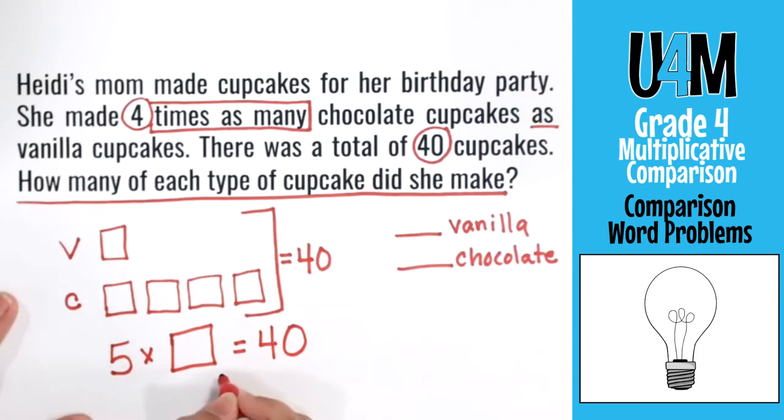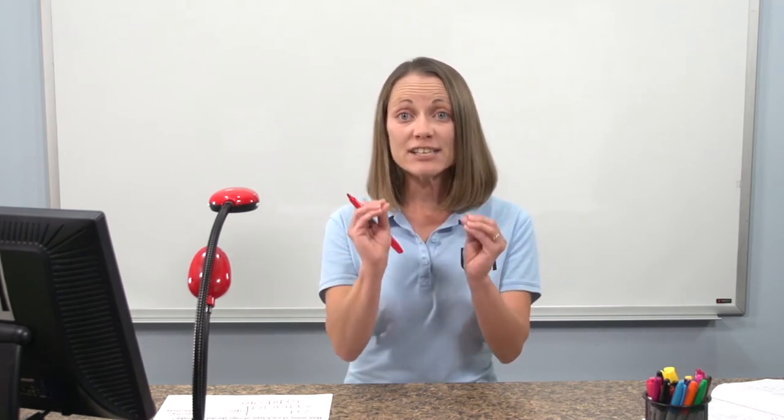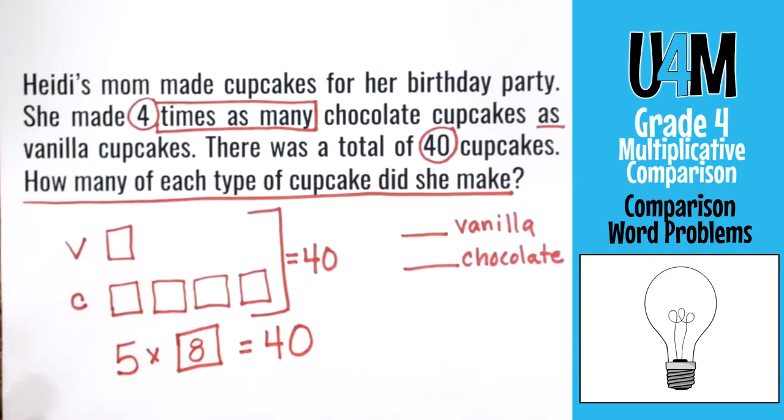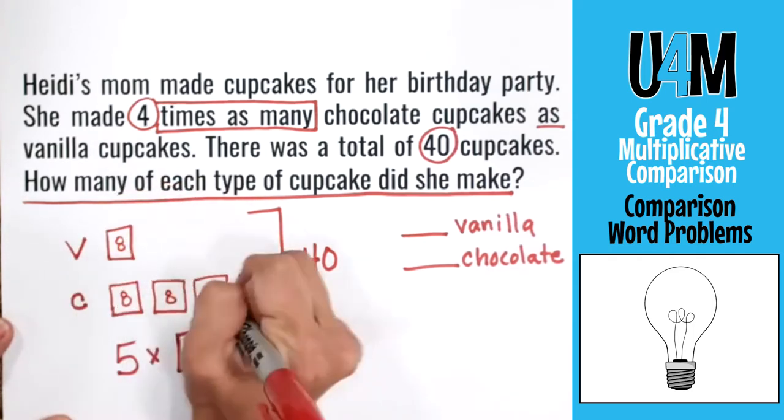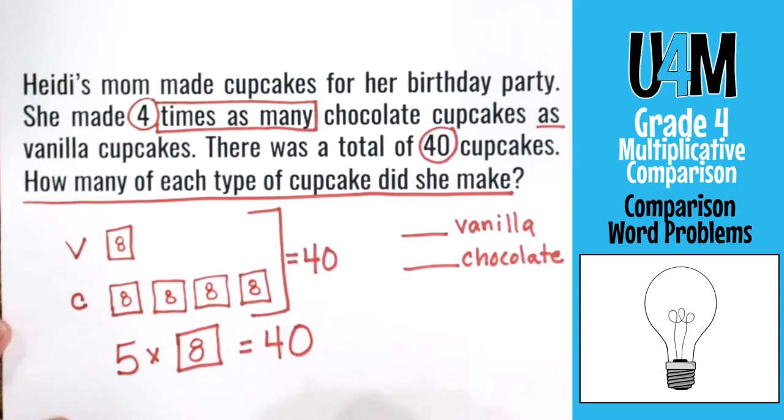So 5 times blank is 40. I know that 5 times 8 is 40. Now we're going to take that number 8 and we're going to put it inside each of those boxes. This will give us a good hint on how many cupcakes we have. So I'm going to put an 8 in each box, and that is going to represent how many are in there. Think of it as that's how many cupcakes are in the box.